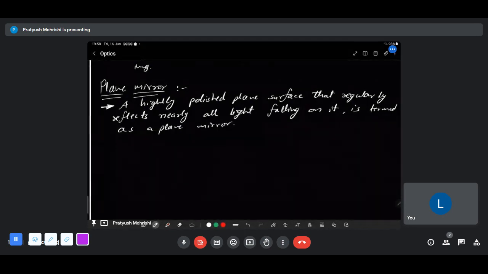Now, characteristics of the image formed by a plane mirror, or you can say properties of plane mirror. These properties of plane mirror are very important for us, and from this point onward, we will continue in our next class.